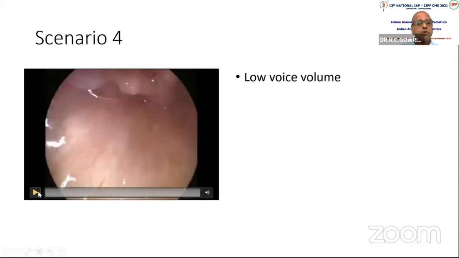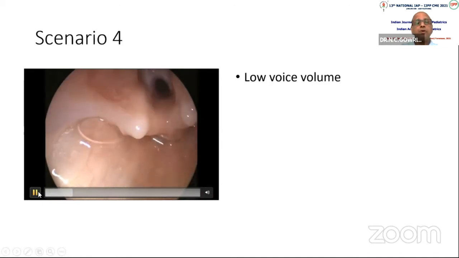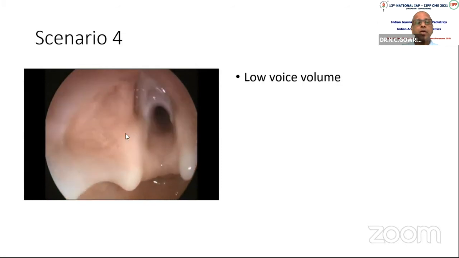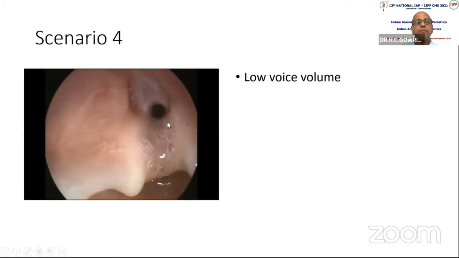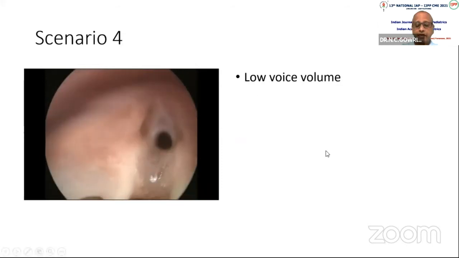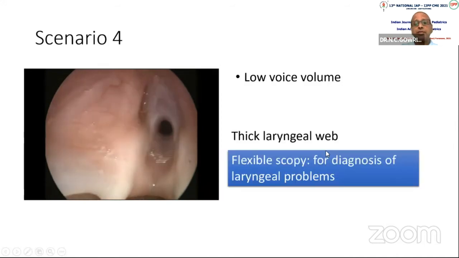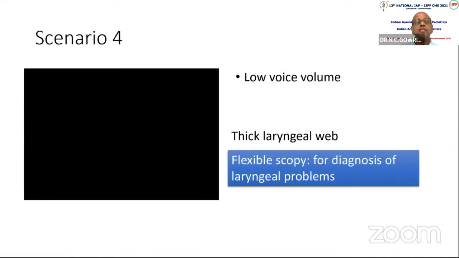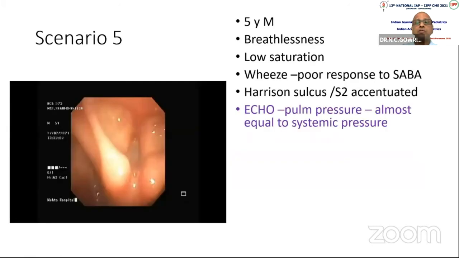This child, 5 months old, referred for low voice volume. Anyone will be able to diagnose this by one look. This is a laryngeal web, but it appears thick. It extends up to the subglottic region. So for diagnosis of laryngeal problem, flexible scopy can be used.